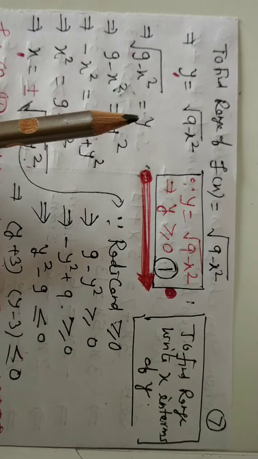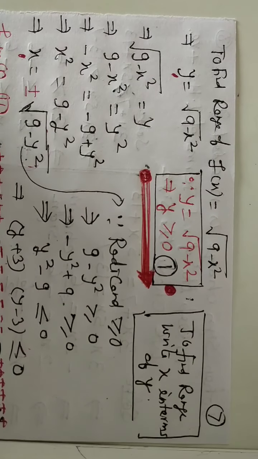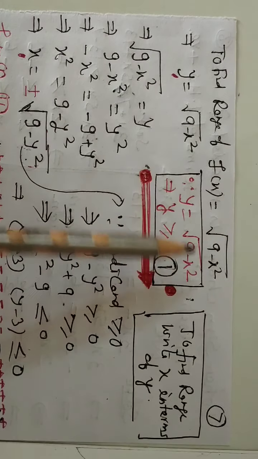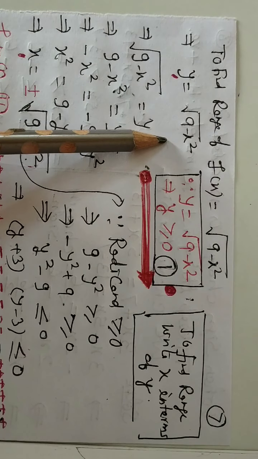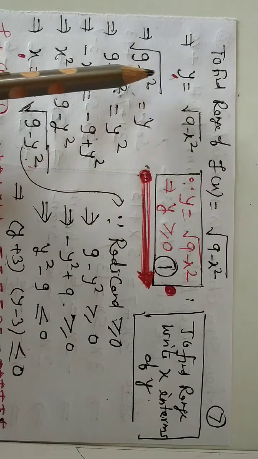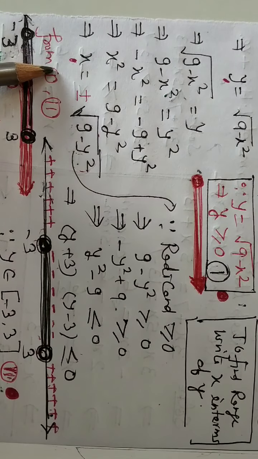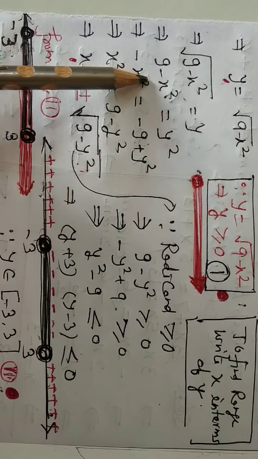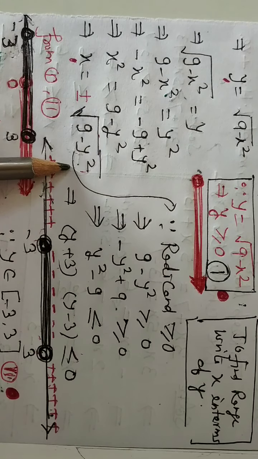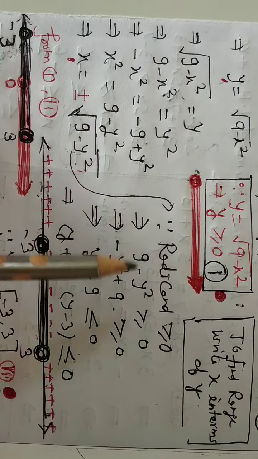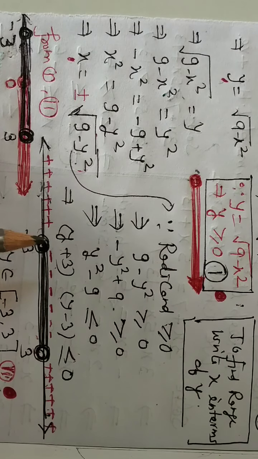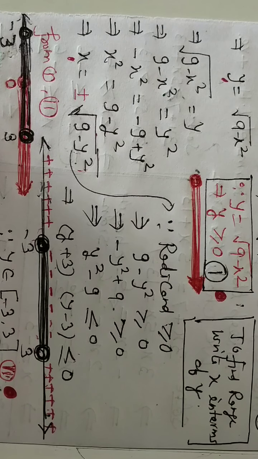Now next question, find the range of this. y is equal to root of 9 minus x square. So this y should be expressed now. x is equal to what? Just squaring both sides and expressing x is equal to root over this. Now the radicand is more than or equal to 0. So we have again y from minus 3 to 3.